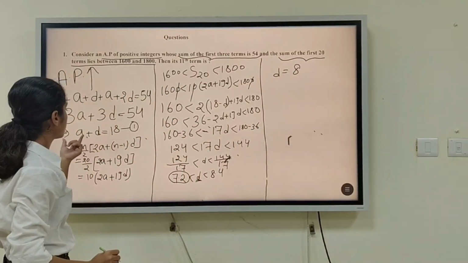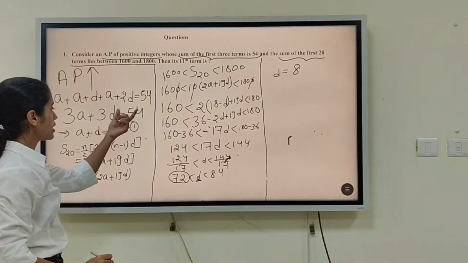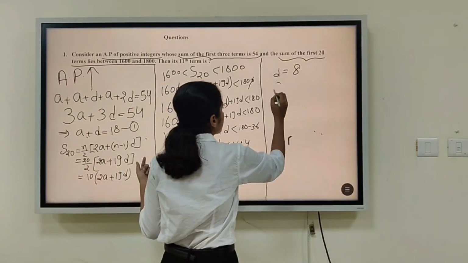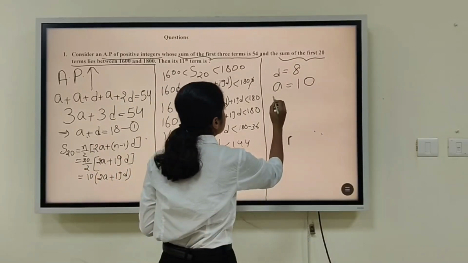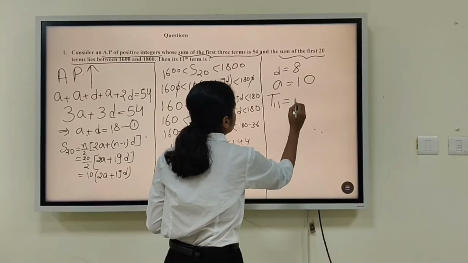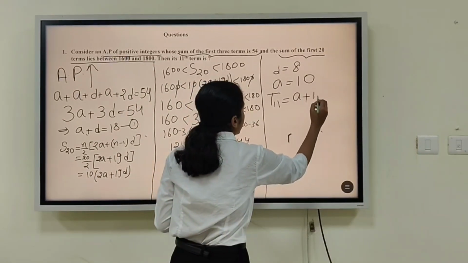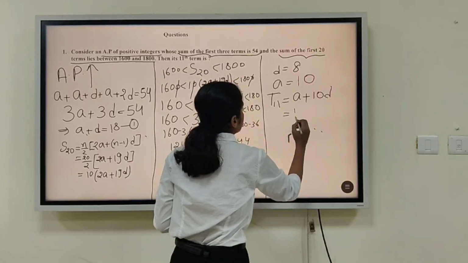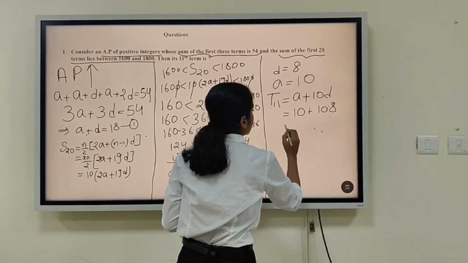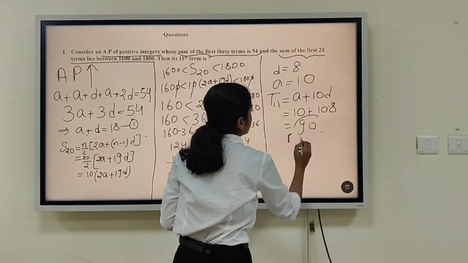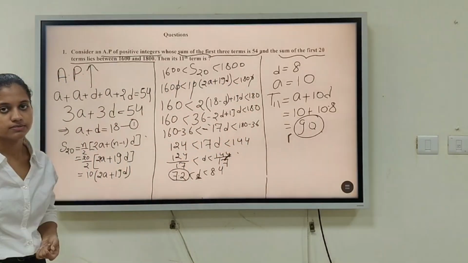Using our first equation, after substituting the value of D equal to 8, we get A is equal to 10. Now we will easily solve T11, which is equal to A plus 10D, which is equal to 10 plus 10 into 8. Finally, 90 is the answer of this question.